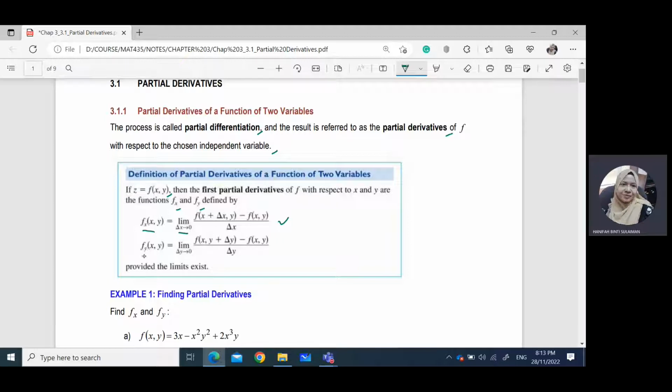And the partial derivative with respect to y is based on the limit as the change in y approaches 0 of f of x, y plus change in y, minus f of x and y, over change in y. Okay, so when we talk about the change in y, this means the difference in y. So we call it a partial derivative with respect to y. Okay, so this is the definition of the partial derivative of a function of two variables.